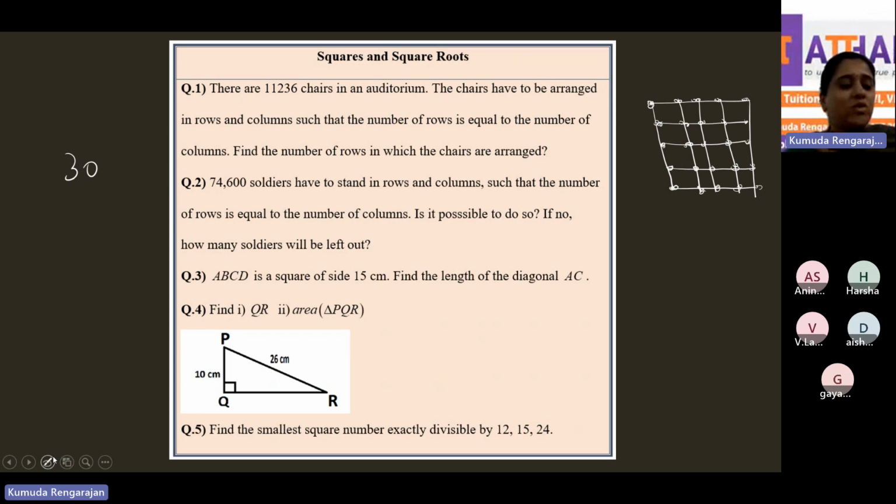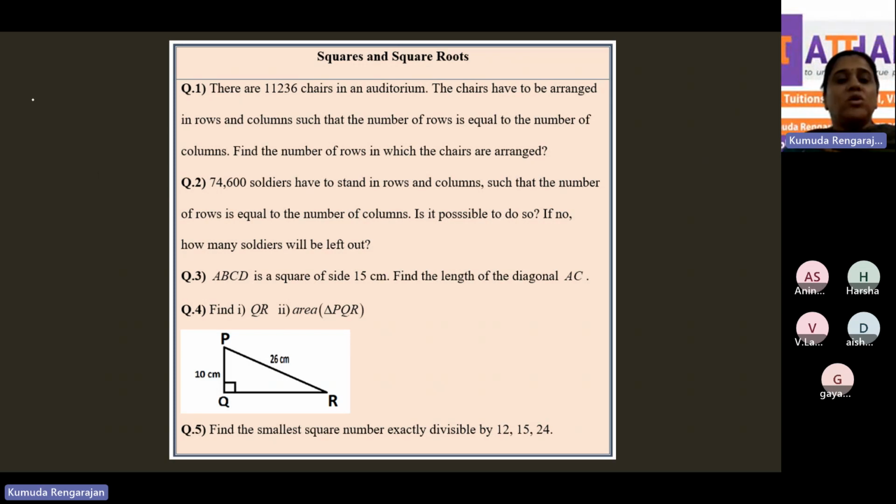Okay. Now supposing you have 200 chairs. So don't use any procedure, just guess. Supposing you have 200 chairs. What will be the maximum number of rows and columns in which you will arrange them? And what will be the number of chairs remaining?